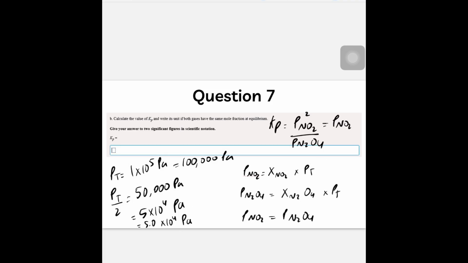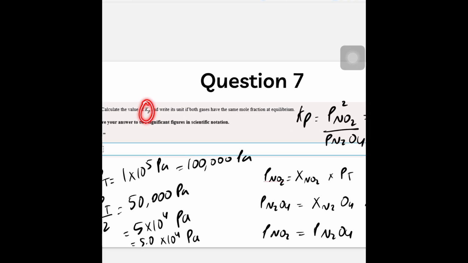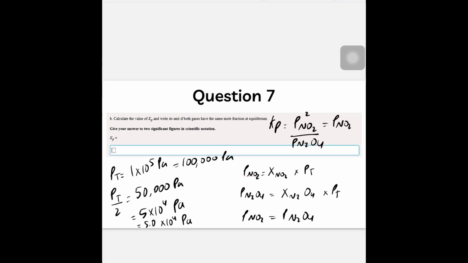Now, for this question, they said calculate the value of Kp and write its unit if both gases have the same mole fraction at equilibrium. So the formula for Kp is the pressure of NO2 squared over the pressure of N2O4, because the reaction is reversible and we have 2 for NO2, so I have to raise it to the power of 2. Now, this is the expression, and they said that both gases have the same mole fraction at equilibrium. Now, the mole fraction X is P over P total.